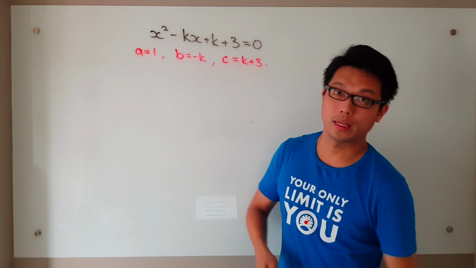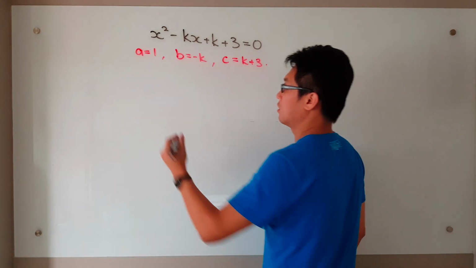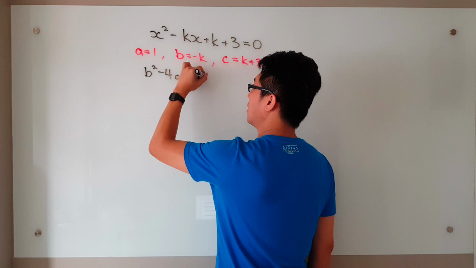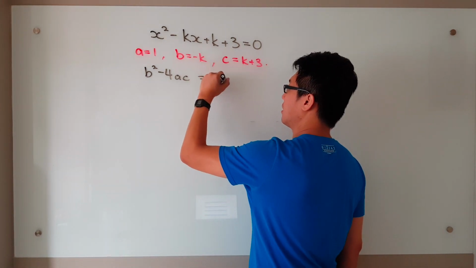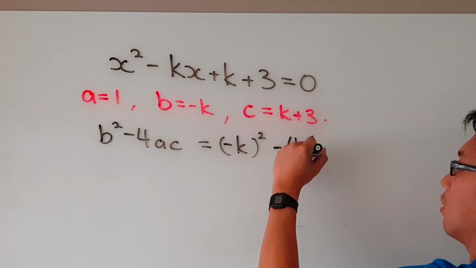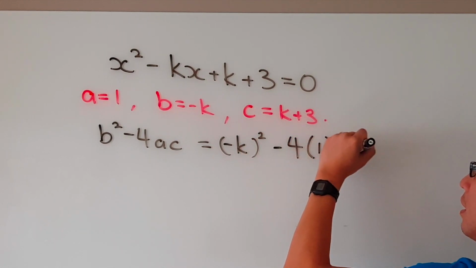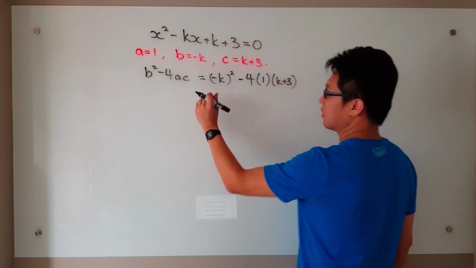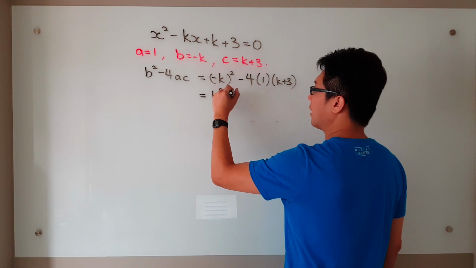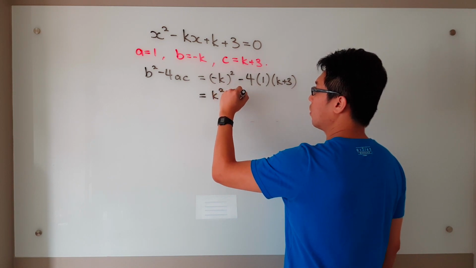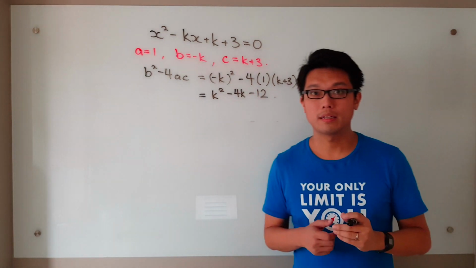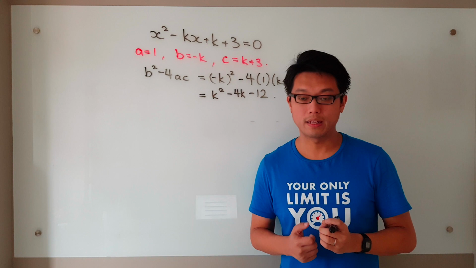So right now we can determine the discriminant. The discriminant, b squared minus 4ac, equals negative k squared minus 4 times 1 times k plus 3. So let's simplify this. We'll have k squared minus 4k minus 12.